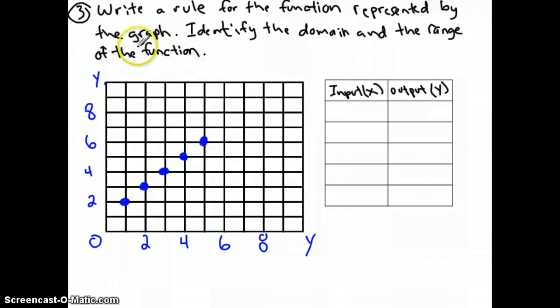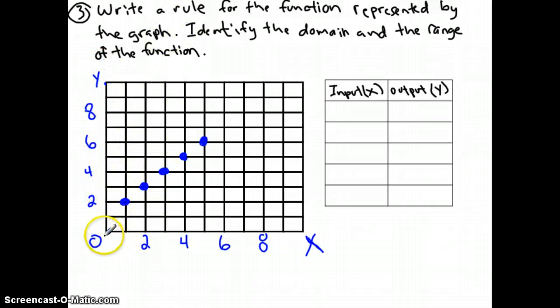Alright, so this third example here: write a rule for the function represented by the graph, and identify the domain and the range of the function. Alright, so here's the graph. I'm just going to go ahead over here and look at these points and just fill in the chart. So as I'm looking over here, this should be the x-axis going across here. Here's the y-axis vertically going up and down.